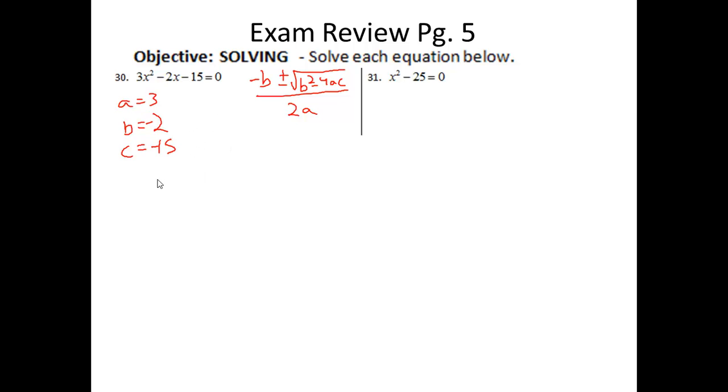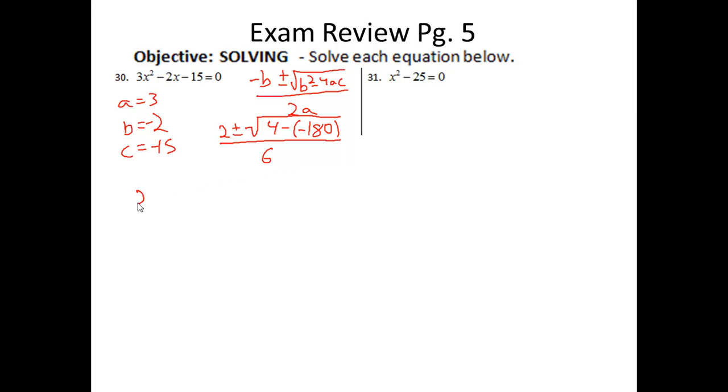So now I start off with 2 plus or minus, because I have a negative 2, but as I put that in for negative b, that becomes positive. Plus or minus the square root of b squared, which is 2 times 2, which is 4, minus 4 times 3, which is 12 times 15, which is minus a negative 180, all over 6.